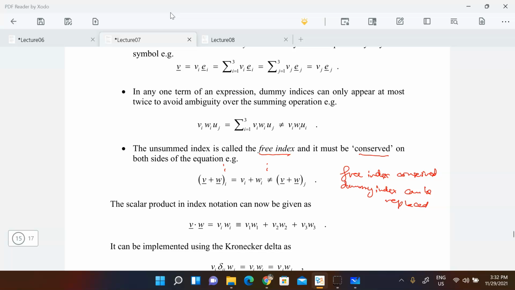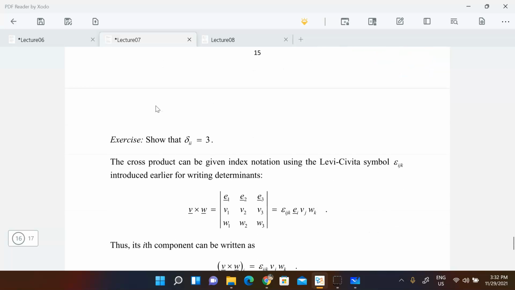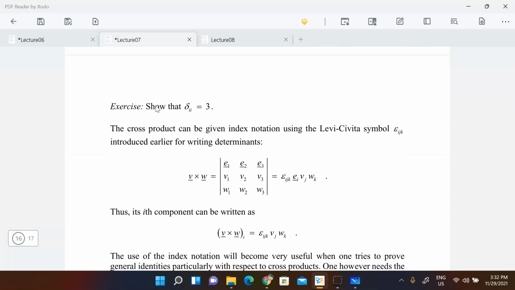So there are a few things over here. The Kronecker delta, I think I mentioned at some point, I can't remember when precisely, is related to your dot product or inner product, and then your cross product is related to your epsilon ijk. This is the Levi-Civita symbol.